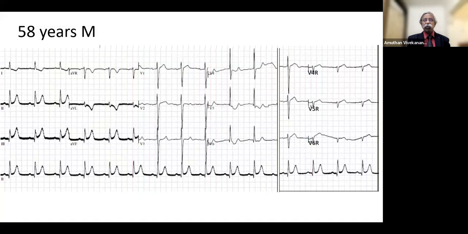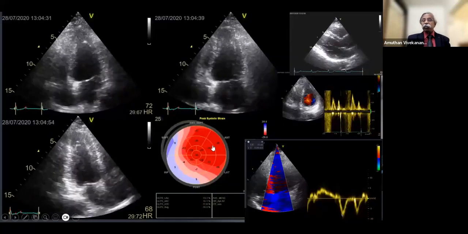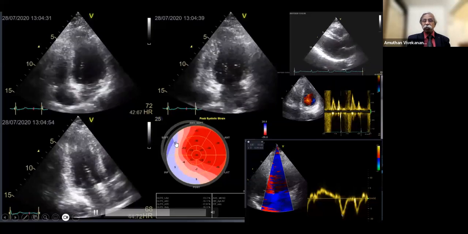The patient presented with ST segment elevation in the inferior leads, and RVMI also, with ST elevation in V3R, V4R, and V6R. And this is the strain map you see here. This is a strain map.